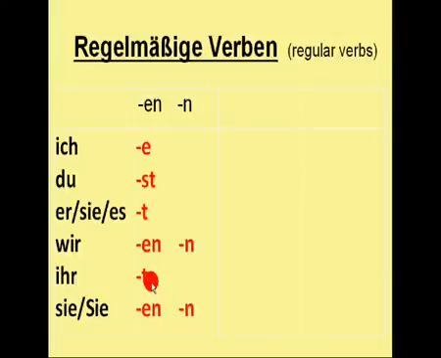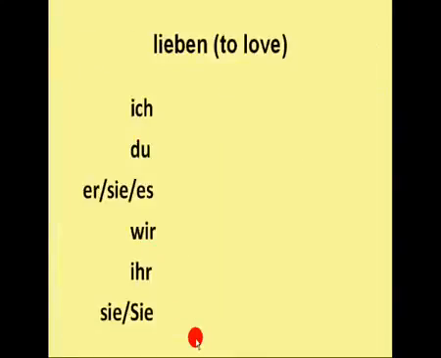Then for ihr, the ending is also a t, and for sie, which means they, and Sie with capital letter, which means you in a formal way, the ending is also with en, like the infinitive form, or like n. It depends on what is the infinitive form. So I will give you now an example with the verb to love, which means lieben in German.